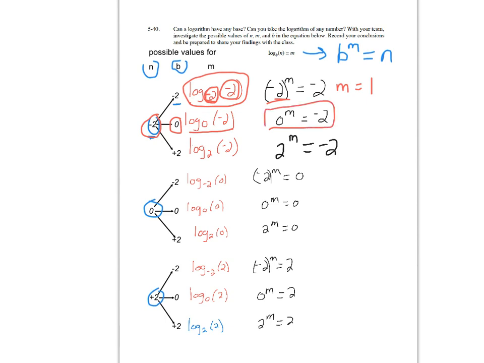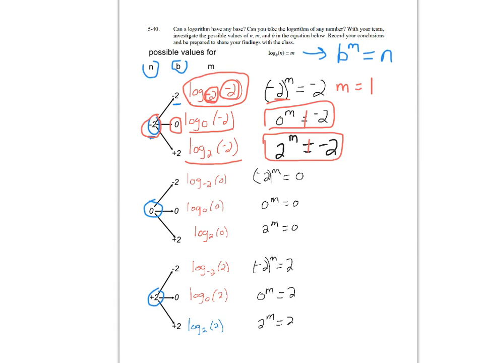Another way to look at it is, 0 to what power is going to give you a -2? Well, there's nothing that will ever work because 0 times itself will always be 0. And what about the log base 2 of a -2? Can a positive number be raised to a power and give you a negative output? Again, that's not going to work either, because a positive number times a positive number will always be positive. It cannot equal a negative 2.